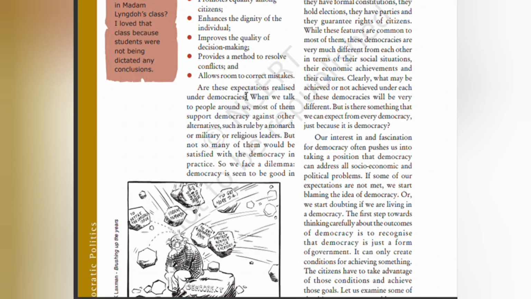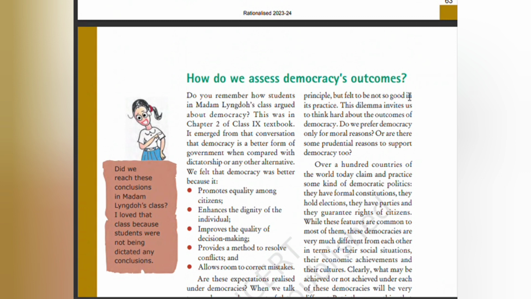Are these expectations realized under democracies? When we talk to people around us, most of them support democracy against other alternatives such as rule by a monarch or military or religious leaders. But not so many of them would be satisfied with the democracy in practice. So we face a dilemma. Democracy is seen to be good in principle but felt to be not so good in its practice. This dilemma invites us to think hard about the outcome of democracy.